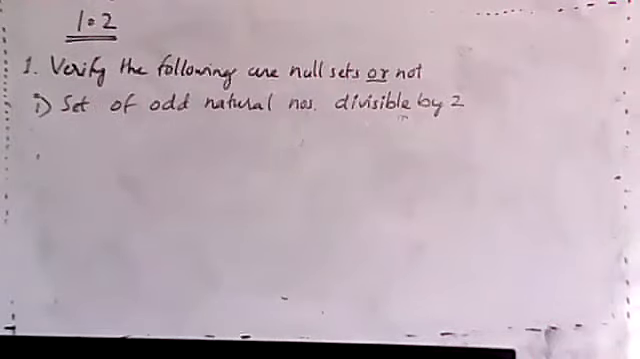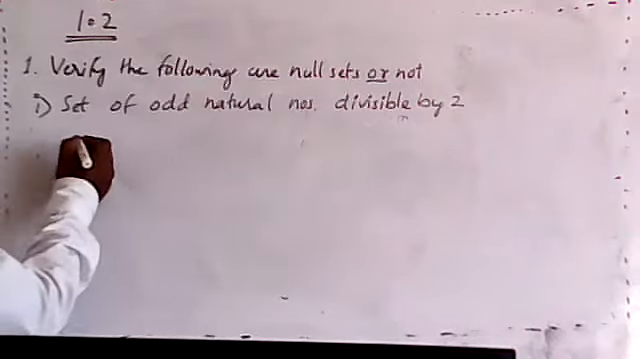See, odd natural numbers 1, 3, 5. Not at all possible to divide by what? 2. It will not get into complete division. So it is null set. Good answer.